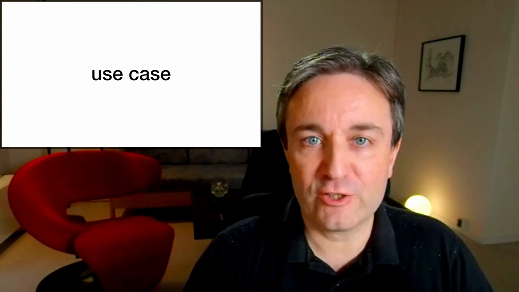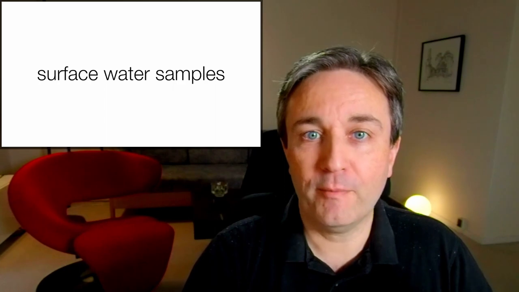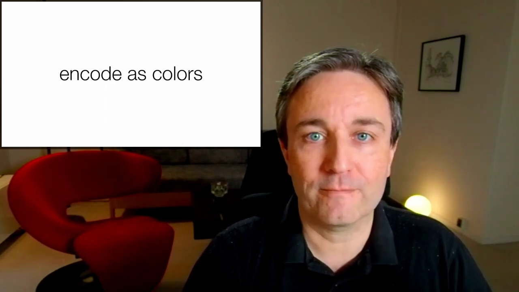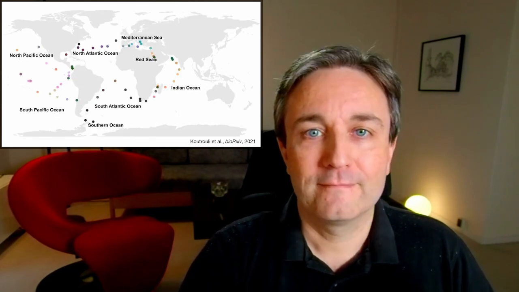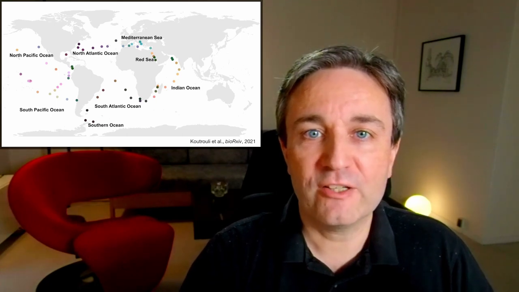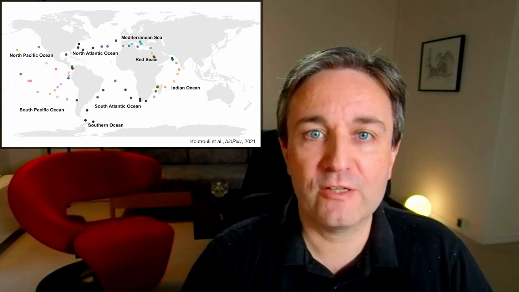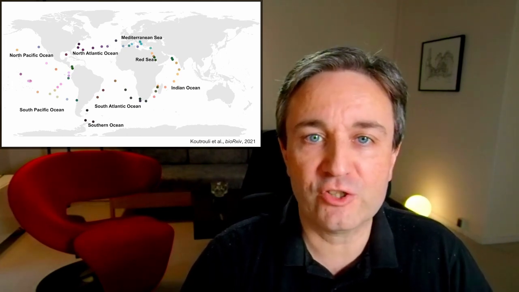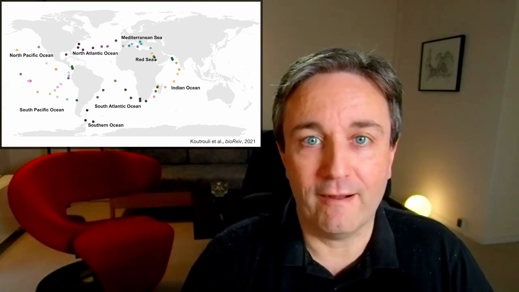To make this clearer, let's look at a use case. We start from the Terra Oceans data, which is a microbiome study done by a boat sailing around the world. We have microbiome composition data from ocean surface water samples from a large number of different sampling stations around the world. We want to encode the composition as colors and show them on the world map. As you can hopefully see, there are clear tendencies that samples close to each other have similar colors. Samples from the Indian Ocean, for example, tend to be yellow, whereas samples from the Mediterranean Sea are blue, and samples from the North Atlantic or the Southern Ocean are very dark.